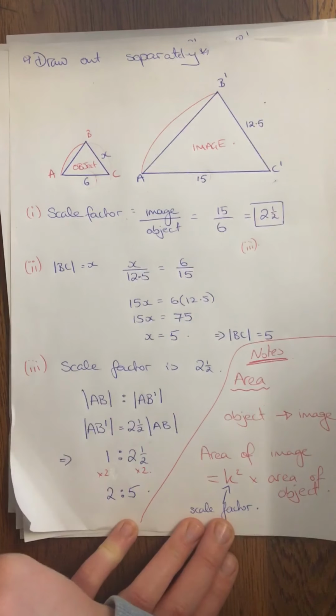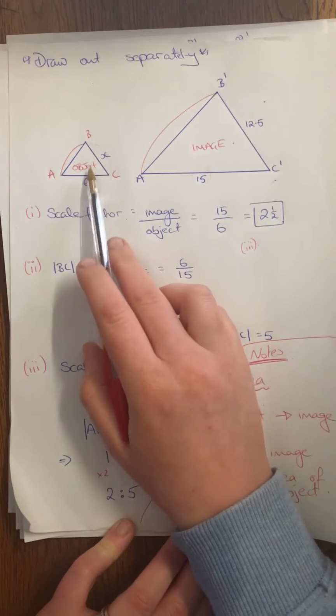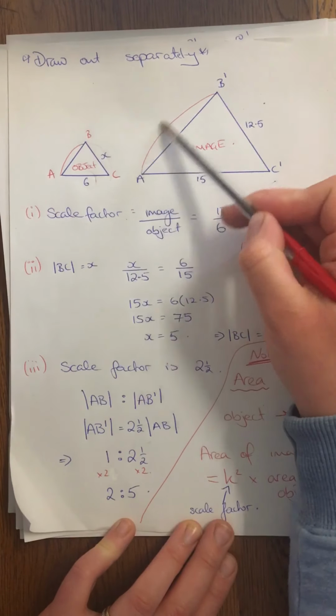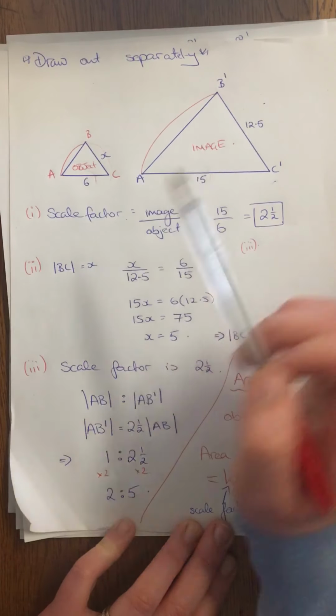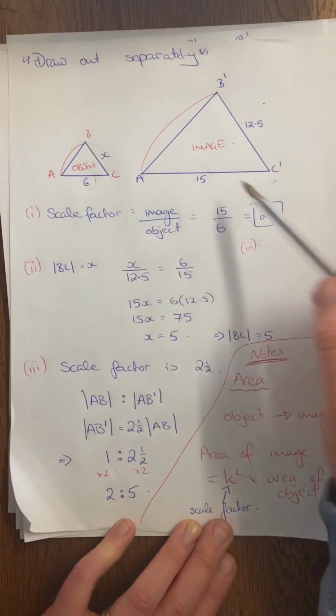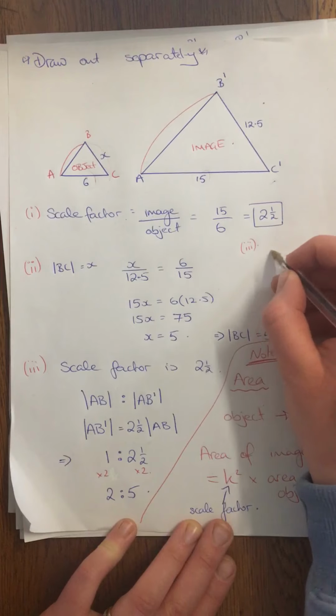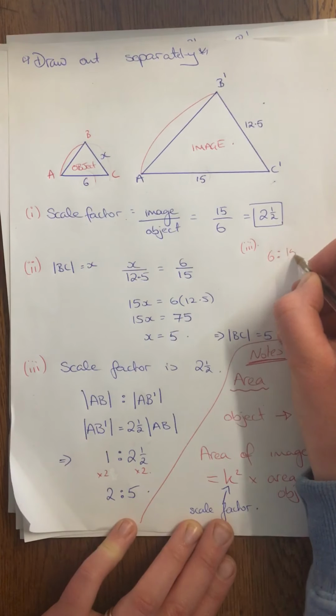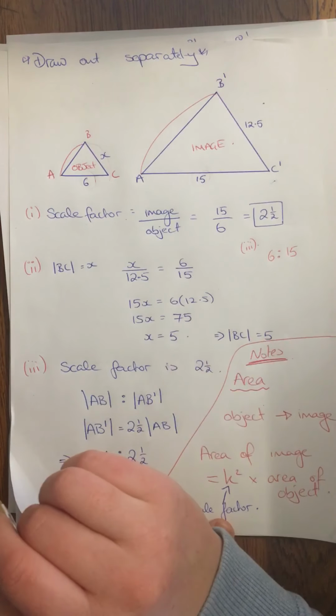So to get the ratio between the 2 sides, I would say from A to B, it's the same ratio as between these 2. It's much easier if we just have the numbers, okay? So it's the same as the ratio 6 is to 15, because all the sides go up by the same amount.